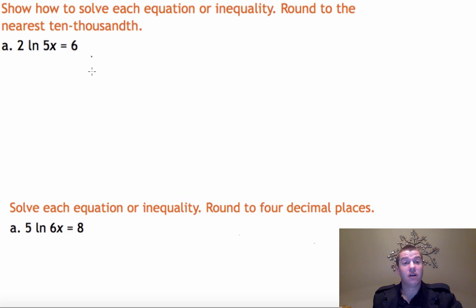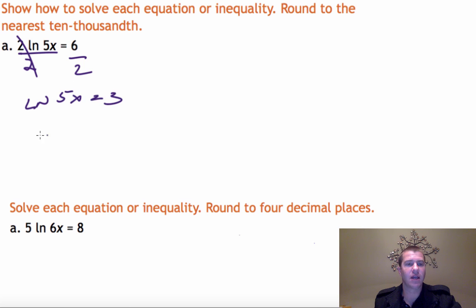And so when solving the natural log equation, it's again the same thing. I have to get this natural log by itself though. So for this one, that log is being multiplied by 2, so I'm going to divide by 2 and cancel those out. So then I have ln of 5x is equal to 3.